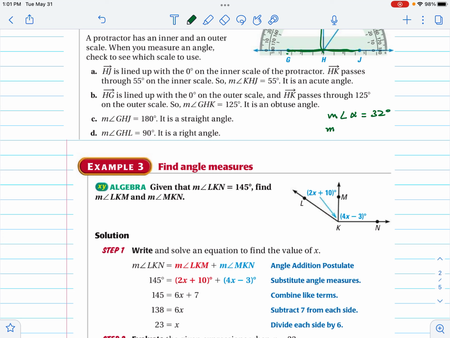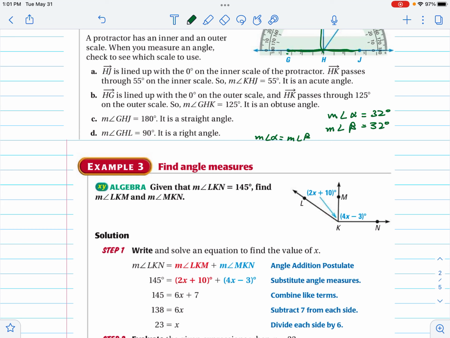And let's suppose we have the measure of angle beta is also equal to 32 degrees. Okay, let's suppose that we have two angles and they have the same measure. This would be the way we would write that. Now, if we just wanted to express that two angles had the same measure, we have a choice. We can say the measure of angle alpha is equal to the measure of angle beta.